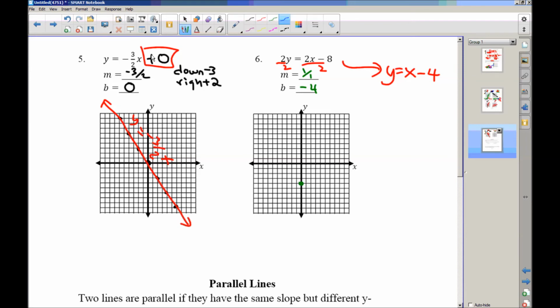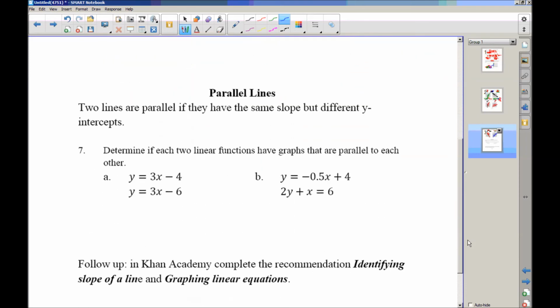So our first spot goes at negative 4. And then from this spot, we go up 1 and right 1. And we're going to get a bunch of points in the diagonal here. And same as reverse, go down 1 and left 1. Okay, when you connect them, you're going to get y equals, 2y equals 2x minus 8. And we're done.